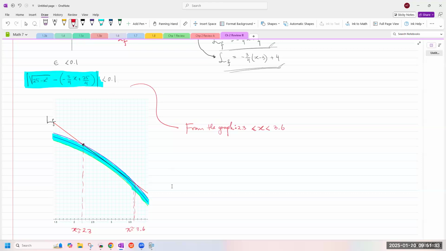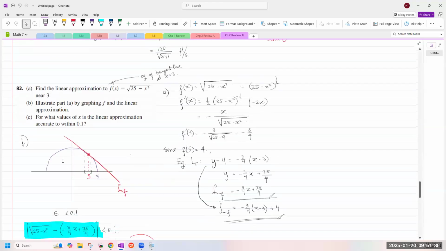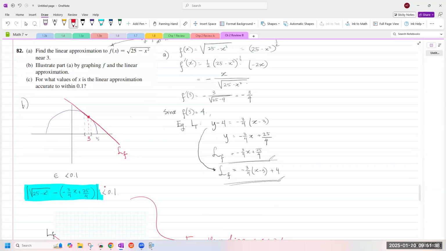Now you notice that this question, part C, is a question that I cannot ask you during the test because I don't allow you to use a graphing calculator. Basically it is done by solving this inequality here, which then takes a lot of approximation.